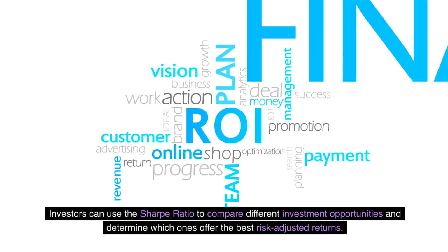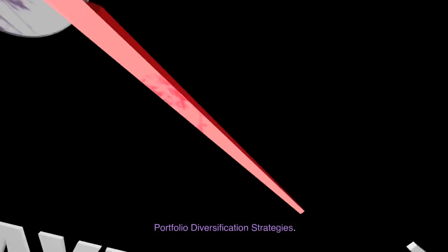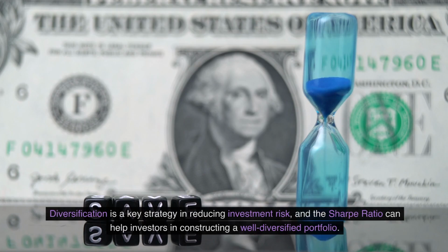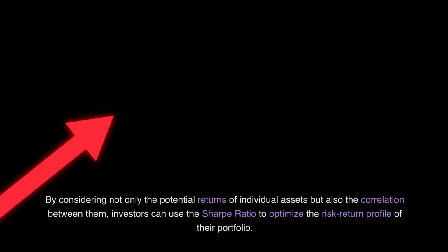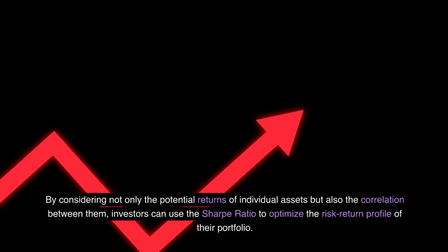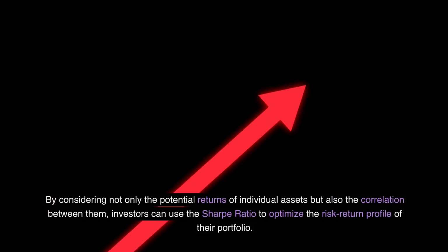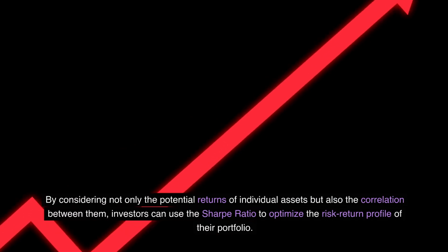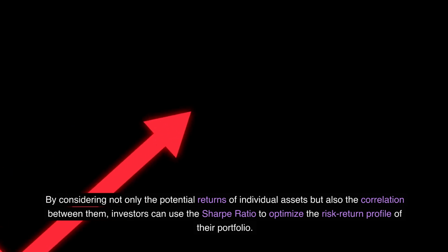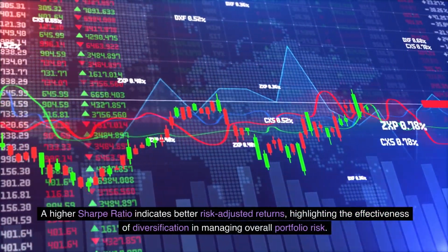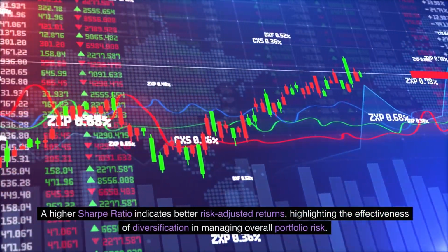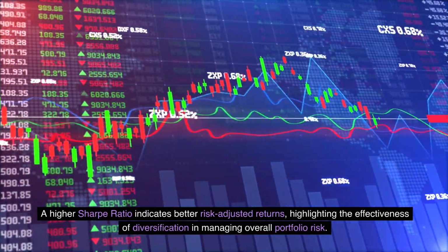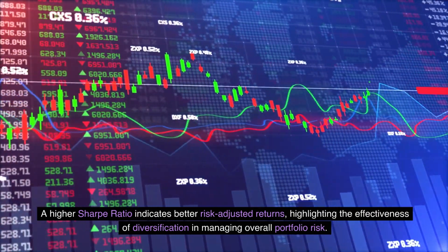the best risk-adjusted returns. Portfolio diversification strategies. Diversification is a key strategy in reducing investment risk, and the Sharpe Ratio can help investors in constructing a well-diversified portfolio. By considering not only the potential returns of individual assets but also the correlation between them, investors can use the Sharpe Ratio to optimize the risk-return profile of their portfolio. A higher Sharpe Ratio indicates better risk-adjusted returns, highlighting the effectiveness of diversification in managing overall portfolio risk.